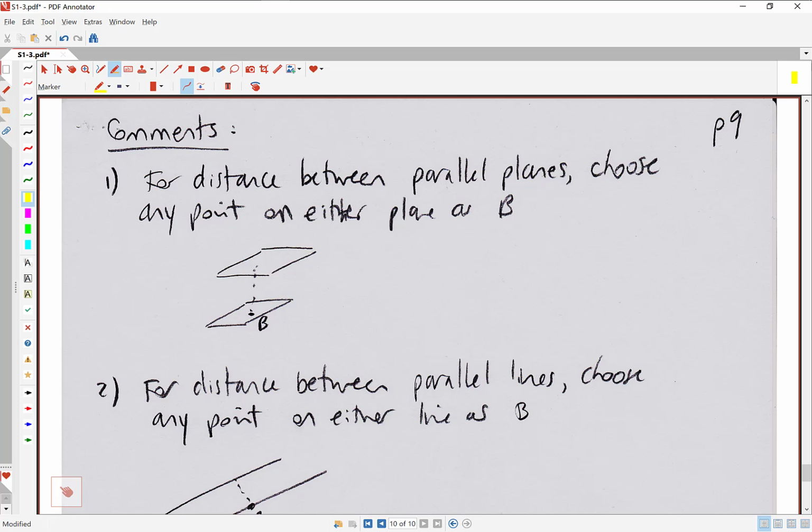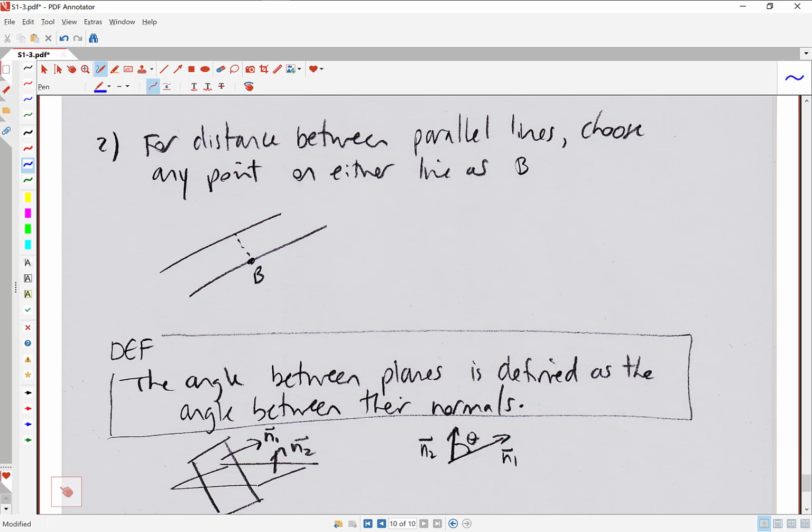In the course pack, you may see a question about distance between parallel planes. So imagine that you've got two planes here, parallel to one another. You want to try to find the distance between them. What you can do, choose any point on either of the planes to be your point B. So let's just say this is a point. Forget about this bottom plane now and just consider it to be a question about what is the distance between the point B and the top plane. And then that turns it into a problem that we already know how to solve.